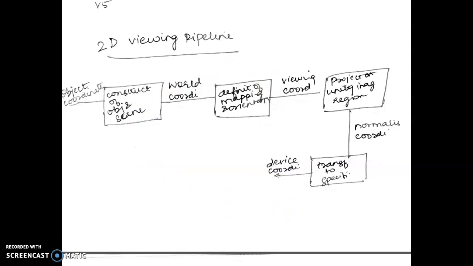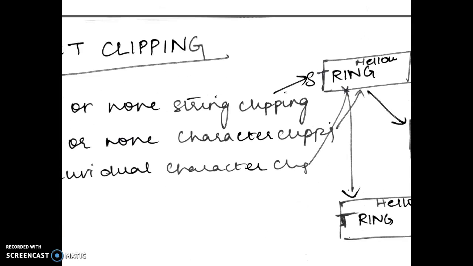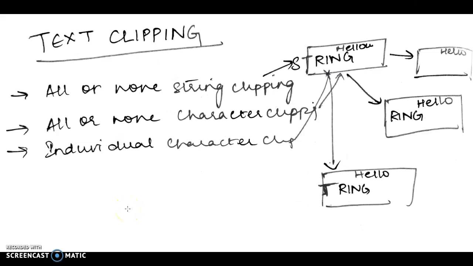So with this, we come to the last topic of second unit, which is text clipping. So there are three types of text clipping: all or none string clipping, all or none character clipping, and individual character clipping. Consider this example where this is the window and there is a word hello, which is completely inside the window, and there is a word known as string where this T is entering the window, the rest of the T is outside the window, and S is completely outside. Consider this string as one word.